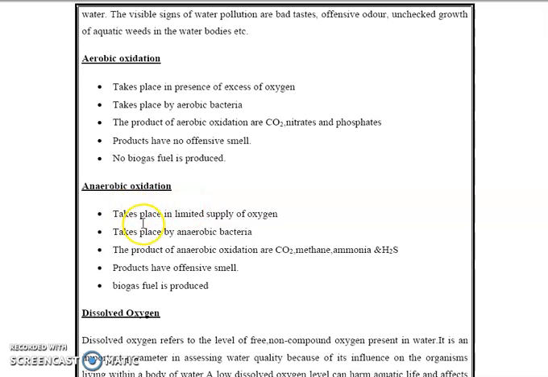Then anaerobic oxidation. Anaerobic oxidation takes place in a limited supply of oxygen. It takes place by anaerobic bacteria. The products of anaerobic oxidation are carbon dioxide, methane, ammonia, hydrogen sulfide, etc. These products have an offensive smell. The last point, biogas fuel is produced. We know methane is the biogas. One of the products is methane, so biogas fuel is produced. These are the differences between aerobic oxidation and anaerobic oxidation.